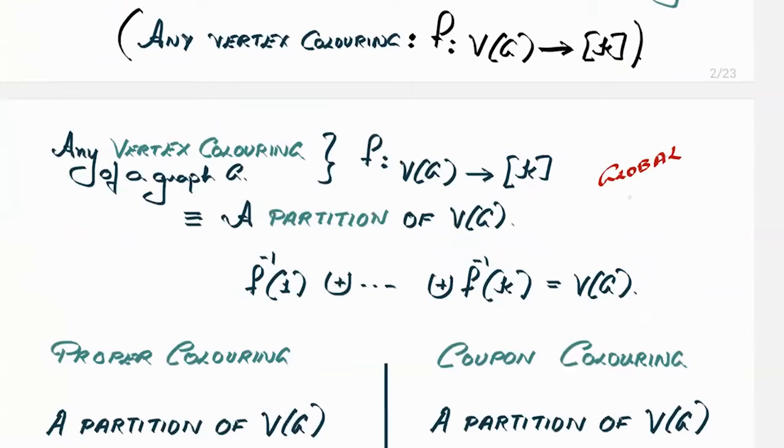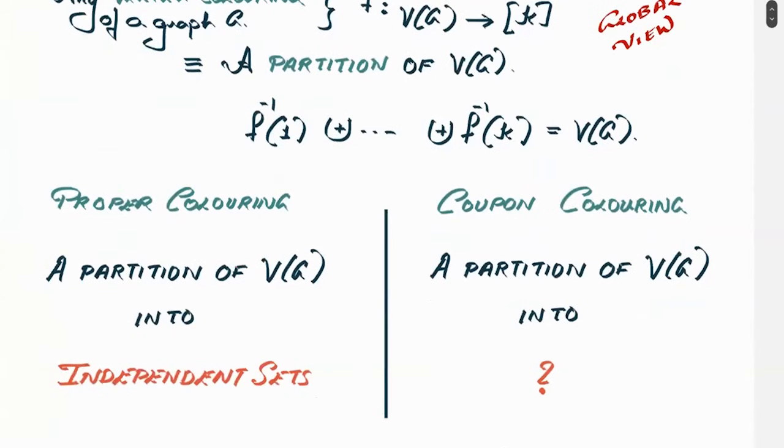In a global view, any vertex coloring can be treated as a partition of the vertex set of the graph. These partitions are nothing but the color classes, where every part in the partition is the set of vertices which have the same color. We would all know that this forms an equivalence relation. Hence, the parts that we are talking about are nothing but the equivalence classes of this equivalence relation, what all of us call color classes. So given any coloring, the global view is about asking what these color classes form.